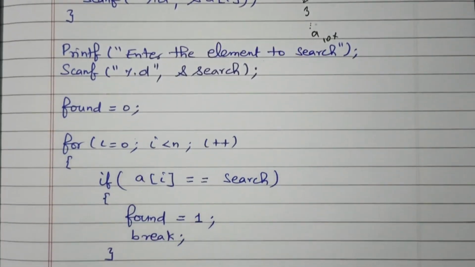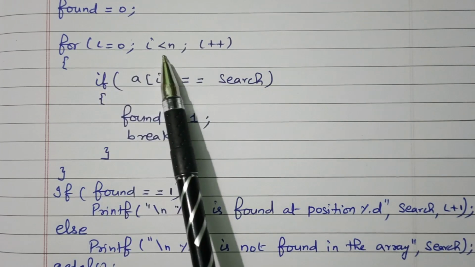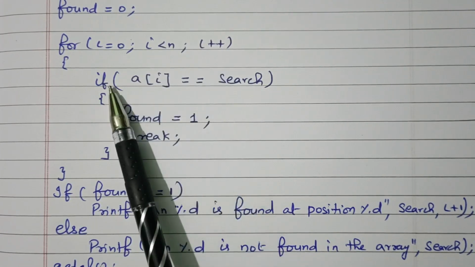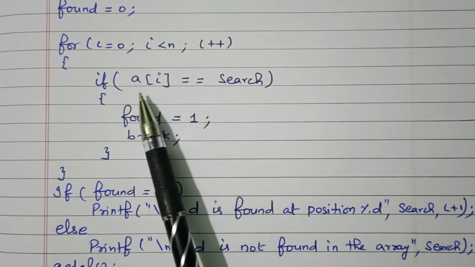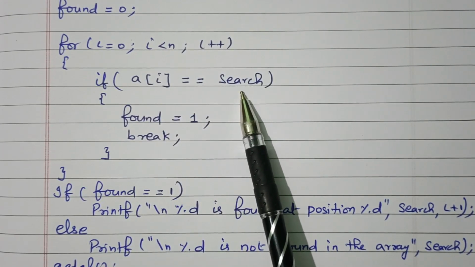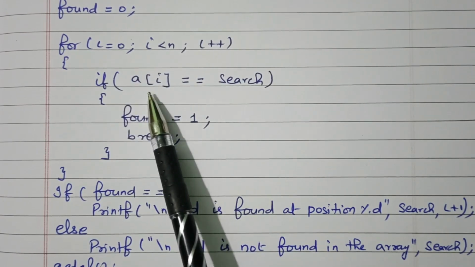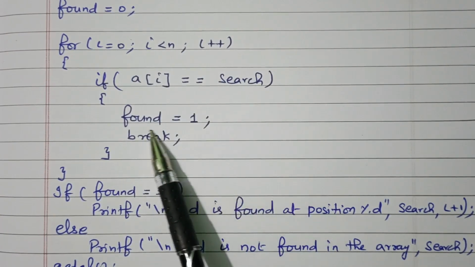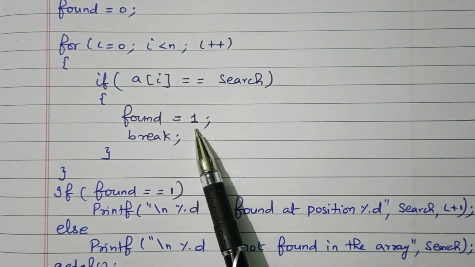Now we'll go for the searching process. for i equal to 0, i less than n, i plus plus. Again we open the loop because we need to check 10 elements. If a[i] == search, the meaning is whether a[i] is equal to search. The search is the element to be searched, entered by the user. For a[0], with i being 0, the first element will be compared with search to see whether both are equal. Suppose both are equal, then found equal to 1. Already found is 0; if it is equal, we'll make it 1.